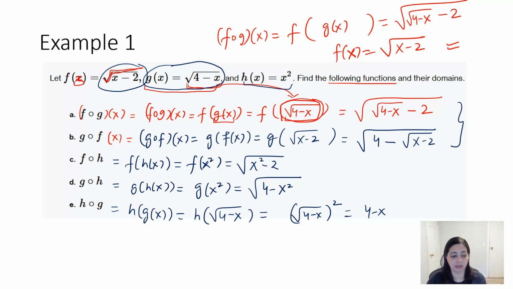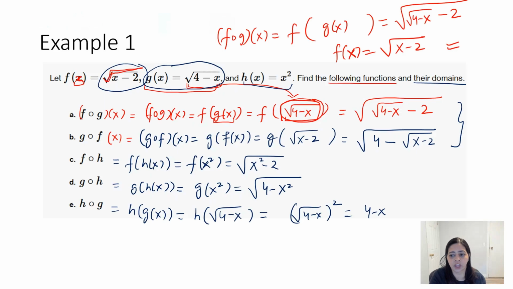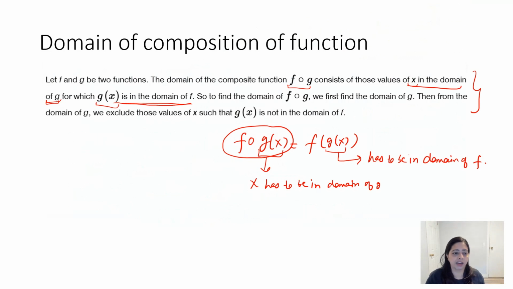So this is what the function evaluations are, and now we have to talk about their domains. Let's talk about all of their domains one by one. The first function was f of g(x), the function square root of 4 minus x, minus 2. If I recall this technique, the statement was saying that whatever is the inner function, first you have to find the domain of that function, and then you have to choose those values of x which make this well defined.